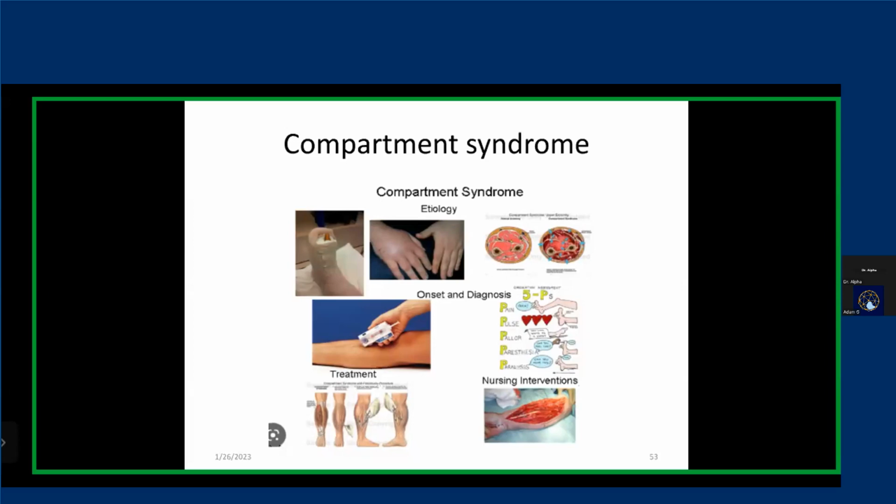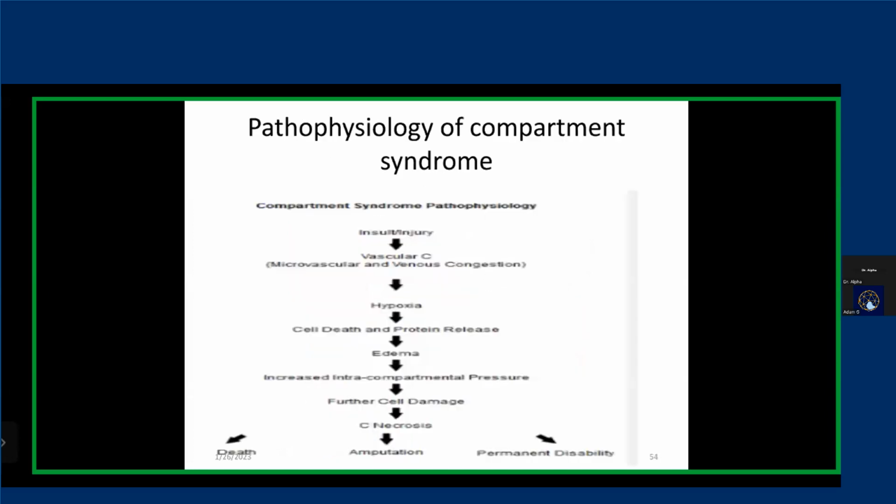So once ischemia sets in, it's practically irreversible. And compartment syndrome is usually common in areas where there are tight compartments, like the forearm and the leg. It's very rare in the thigh because the compartments are larger. So yeah, this is just to lay it out for you.